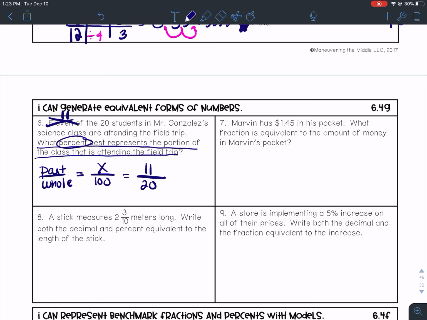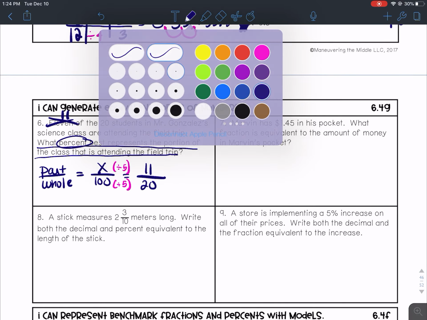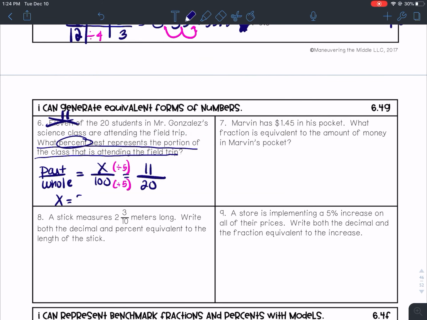I could do this one of 2 ways. Okay, I could ask myself 20 times something gives me 100. I can do it like that, and I think that might be easier. So I could do this. 100 divided by 5 is equal to 20, right? So X divided by 5 is 11, right? There's a number that's divided by 5 that will get me 11. Well, let me just work backwards. What's 11 times 5? Well, that's 55. So then X is equal to 55.